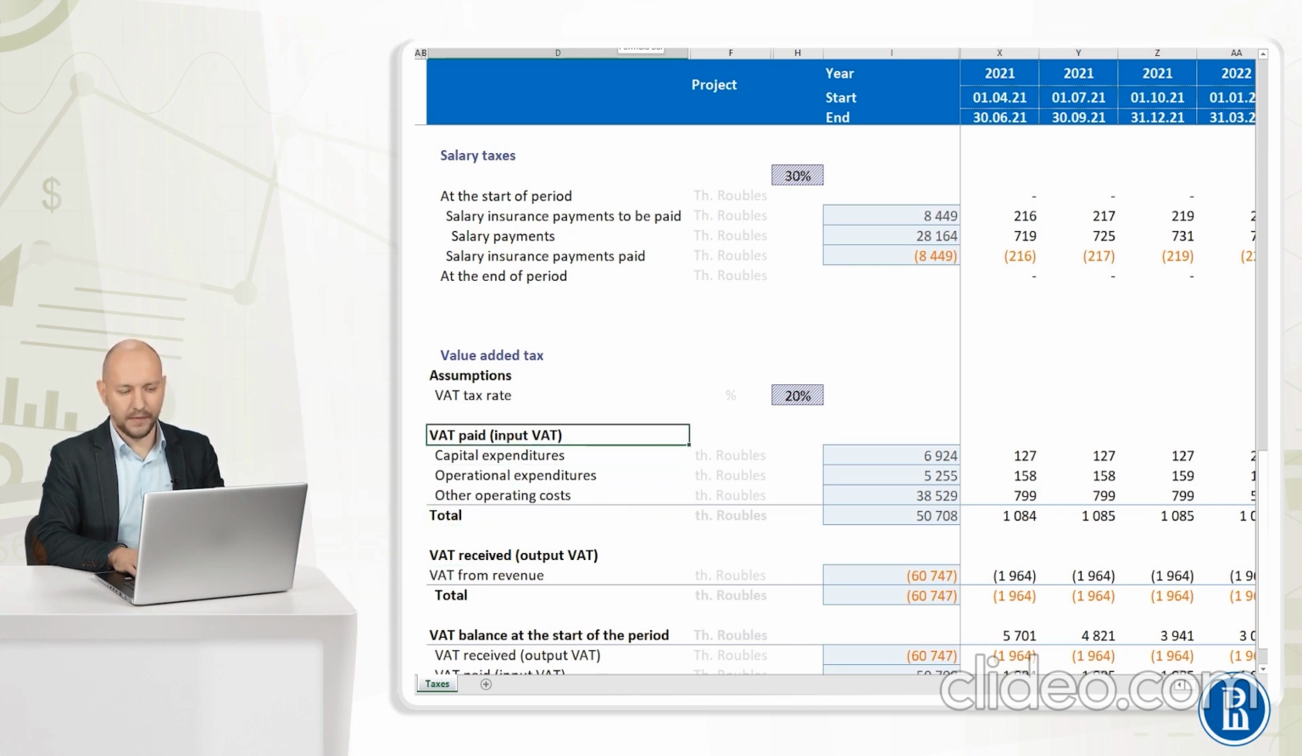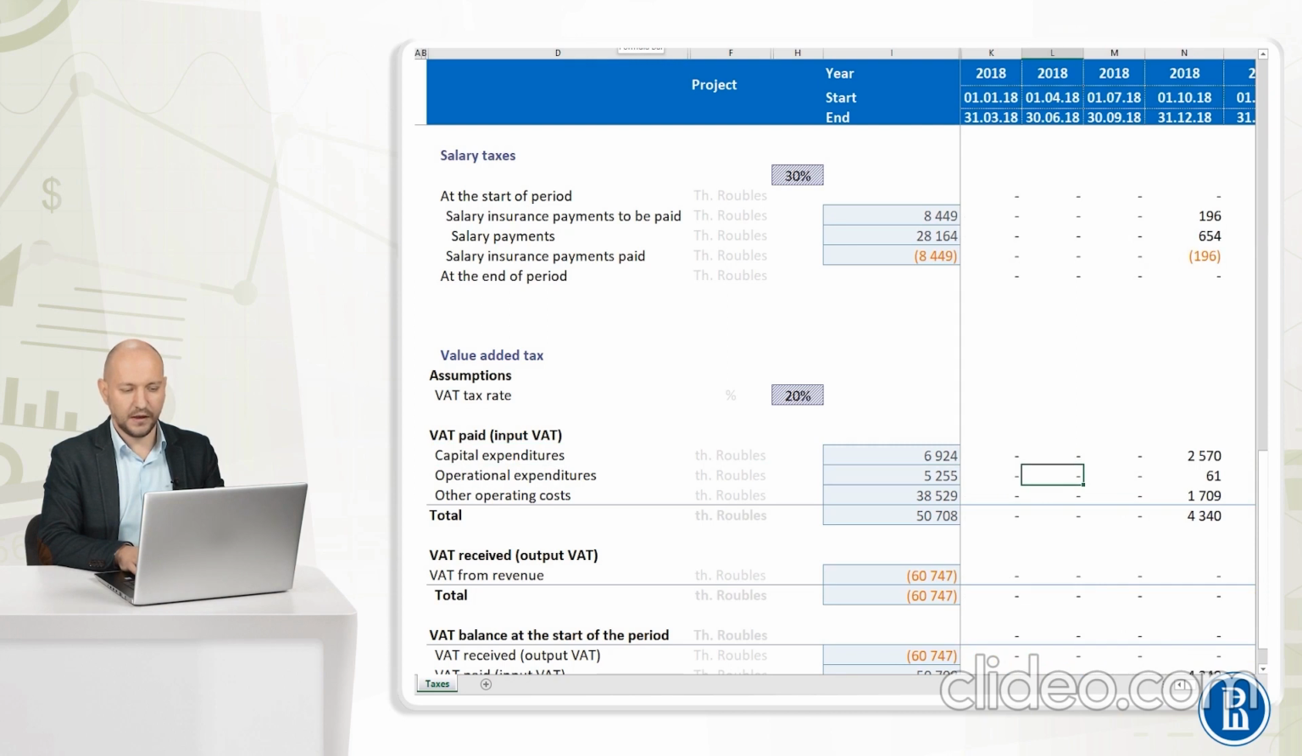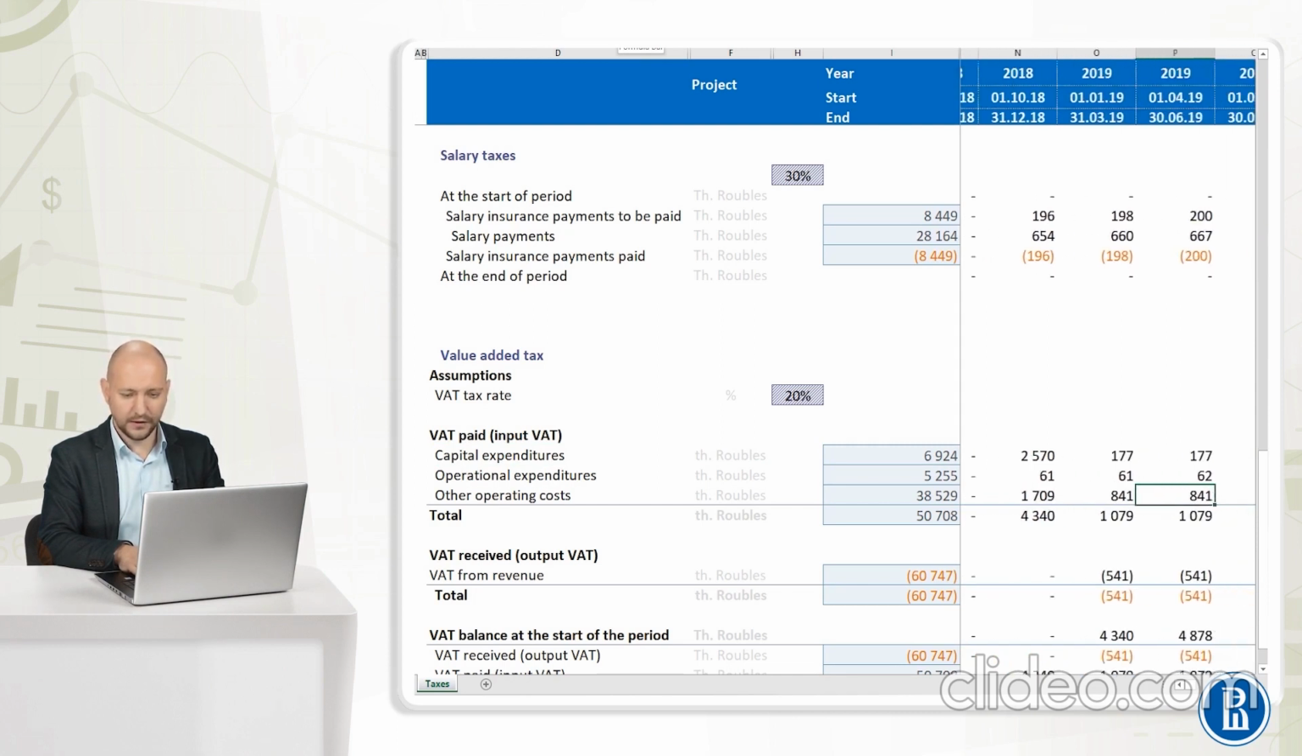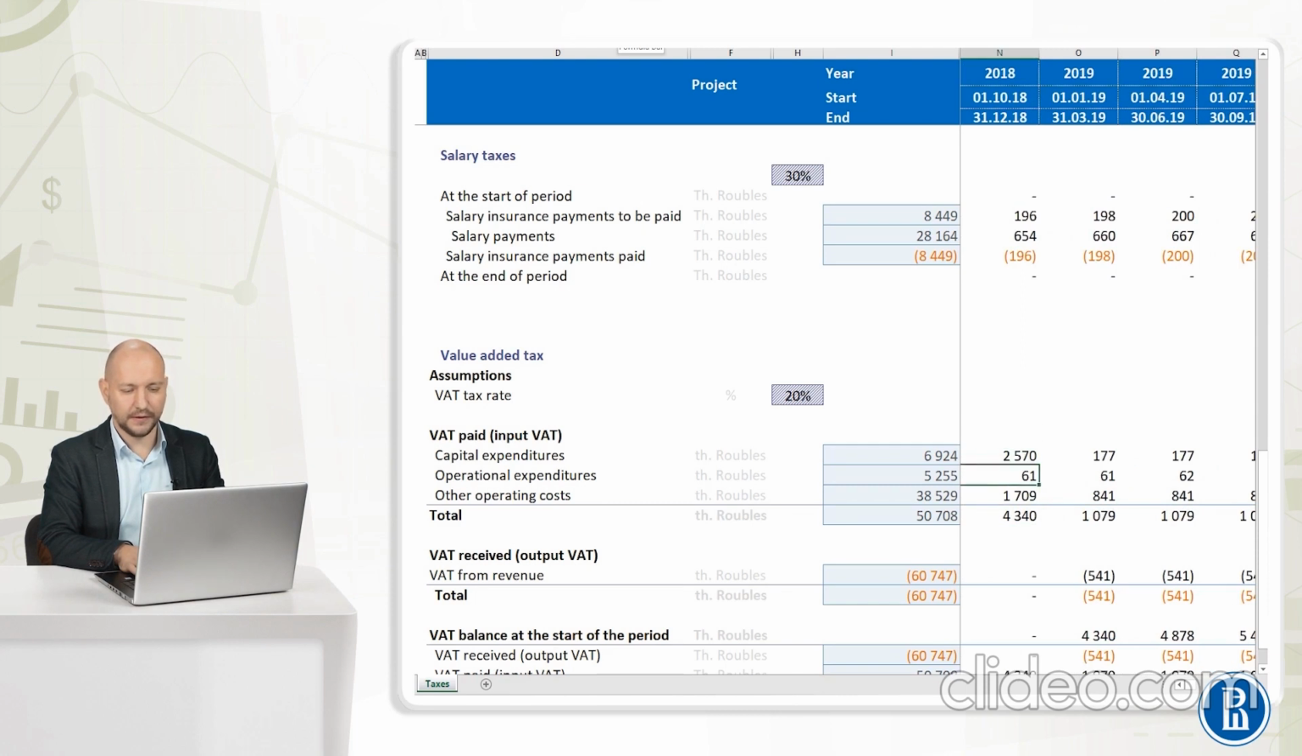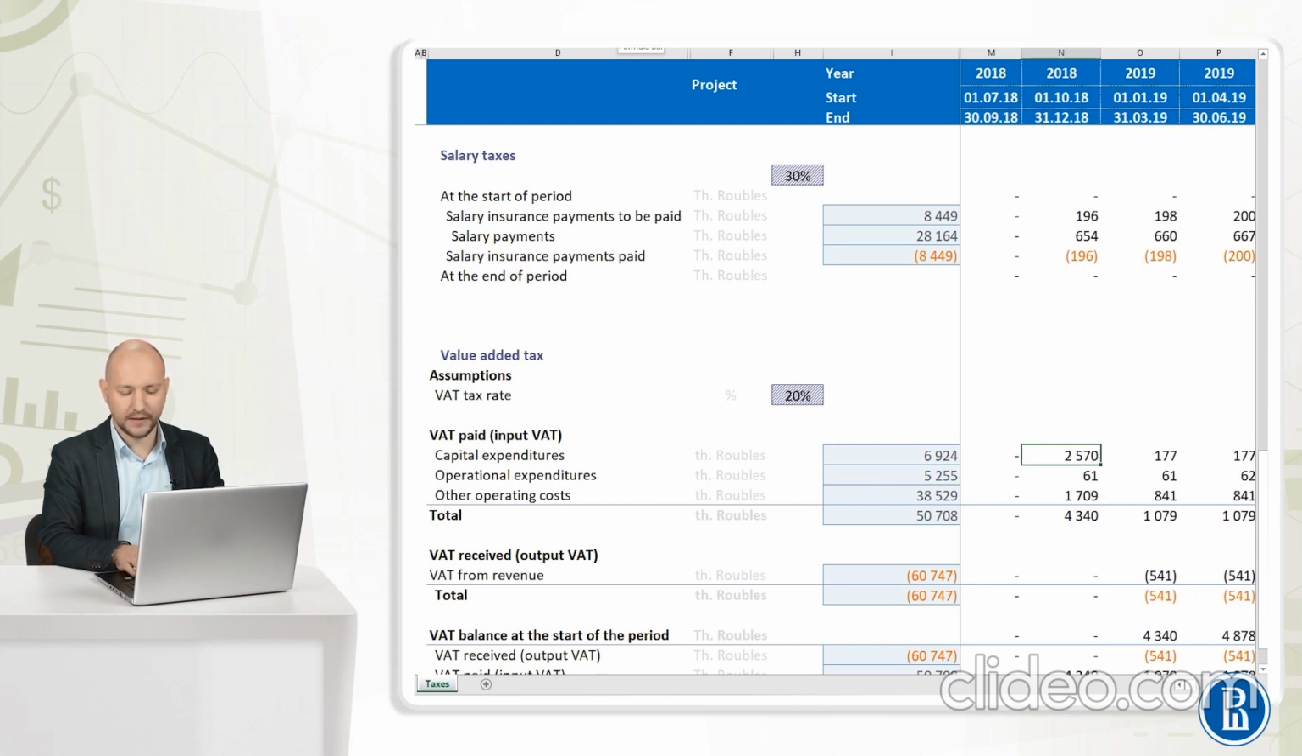When does a company pay value-added tax? It could be capital expenditures, as we see here. Then it can be operational expenditures or maybe other expenditures that include value-added tax in them. And here what we do, we simply calculate the value-added tax which was paid by the company. Mostly, as we see, it comes from capital expenditures in the first years, because of course the company has a big investment program and a lot of money is invested in new fixed assets.